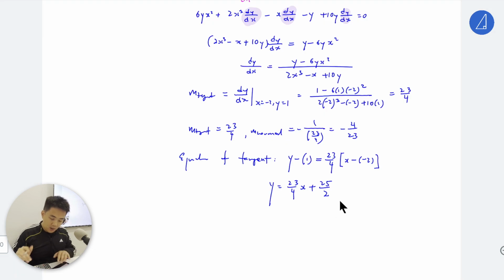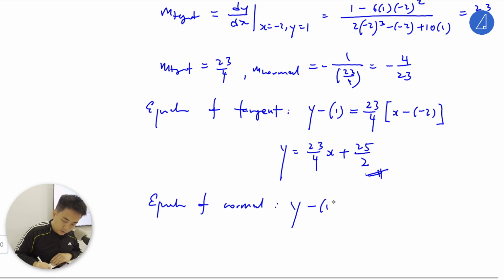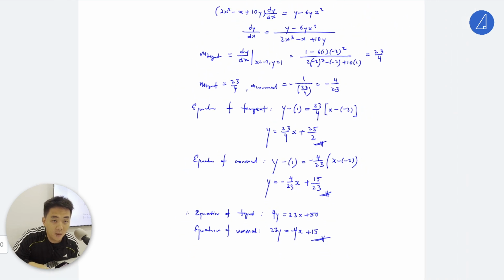This is a tangent. Obviously, the equation of normal, you do the same thing, but for the normal, you just y minus y1, which is 1. Then you just use the gradient of the normal, times x minus x1. Of course, you can leave it like that. Same thing.